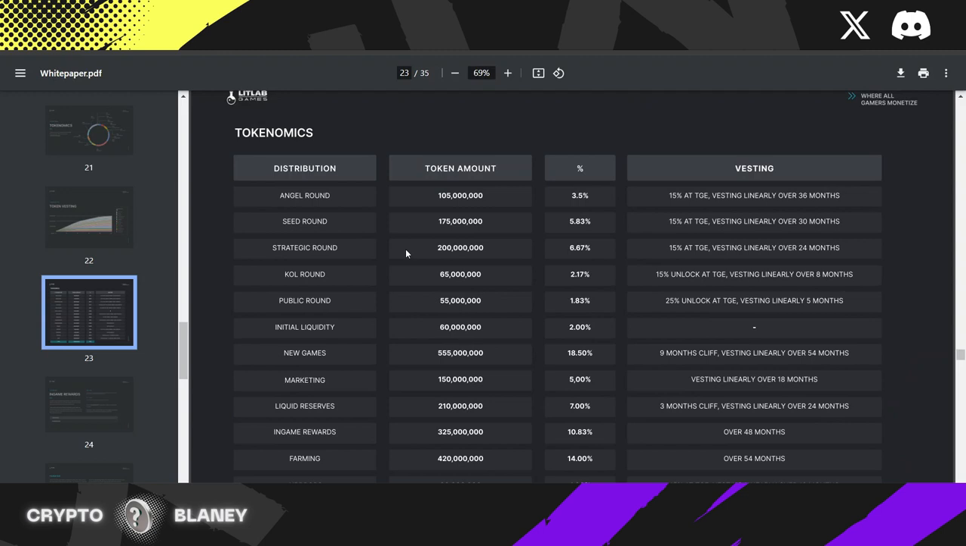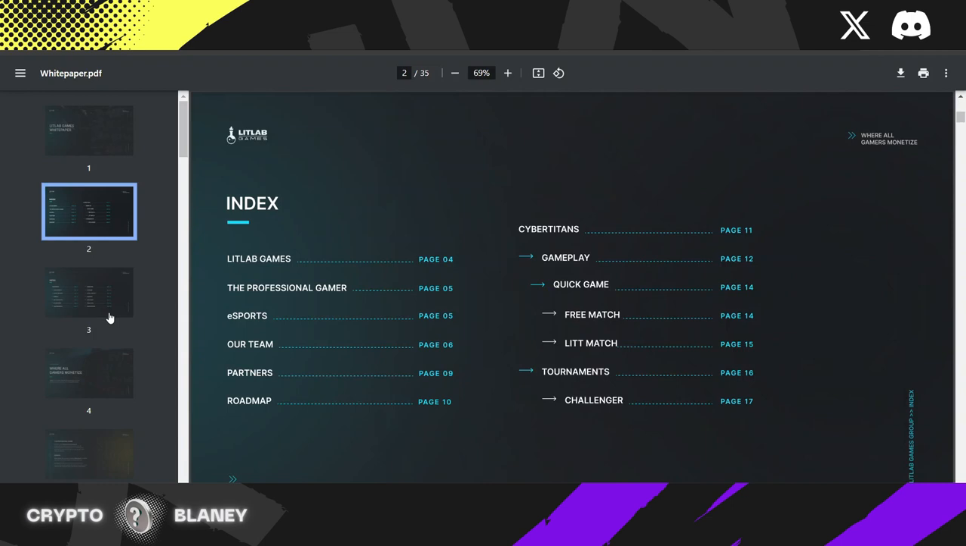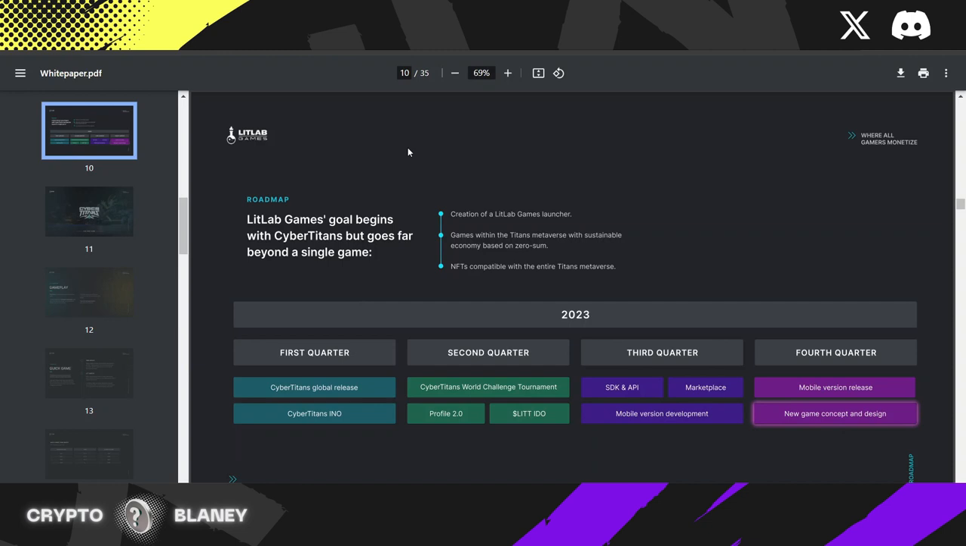So let's get back to the roadmap and milestones. We are looking at the white paper, which is showcasing the roadmap also. So page 10. LitLab Games' goal begins with Cyber Titans, but goes far beyond a single game. If you didn't know, they are also the publisher of Cyber Titans, which is downloadable on your phone.